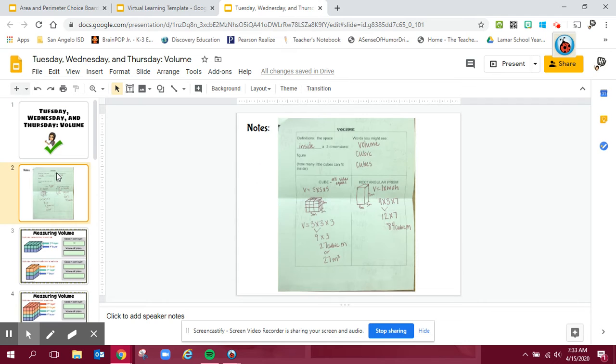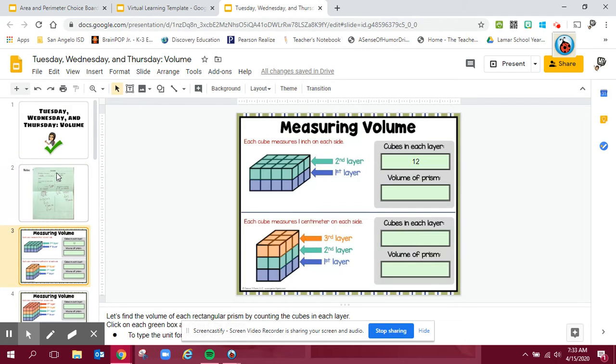Alright, so here are the notes again for volume. Okay, so on this one, the first thing you're going to do is you're trying to find each layer of the 3D shape. So if I look at this first one, I'm just trying to figure out how many cubes are in that first layer. So if I look, it looks like I have a length of 4, a width of 3, and it looks like my height for this one is just 1.